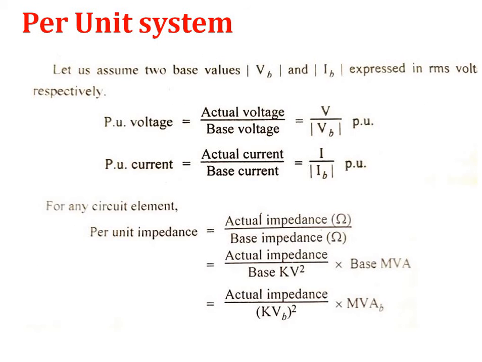Per unit system. Let us assume two base values, VB and IB. Per unit voltage is equal to actual voltage divided by base voltage. Per unit current is equal to actual current divided by base current. Per unit impedance is equal to actual impedance divided by base impedance. In the impedance value, base impedance is base kV squared divided by base MVA.